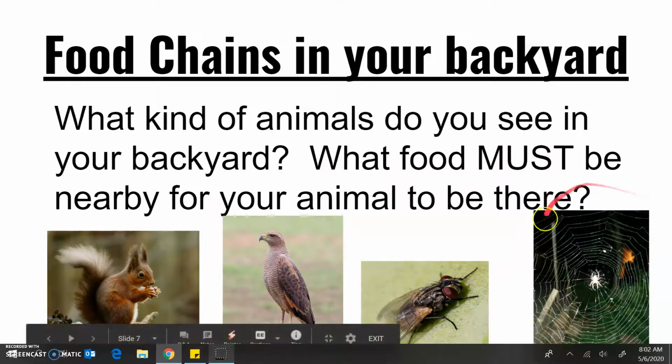Same deal. If you have spiders building nests, then there has to be flies nearby. Even if you don't see any flies, even if you don't see any flying insects, the fact that that spider is there, he knows there's food nearby. He knows he can catch it.